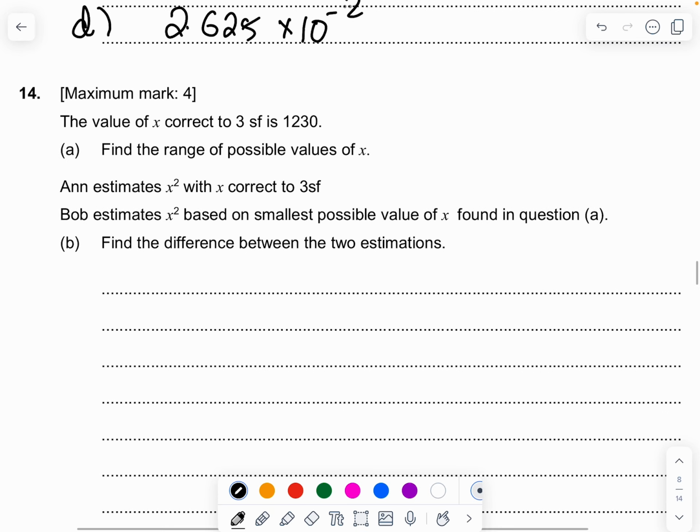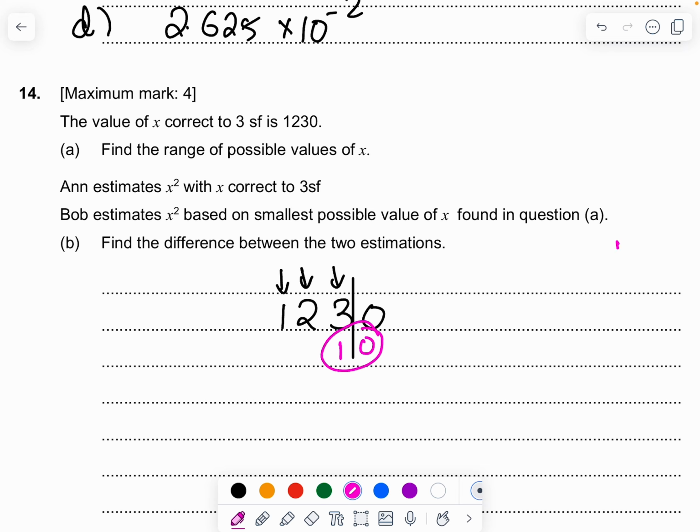Question number 14. The value of x correct to 3 significant figures is this one. What is the range? 1, 2, 3, 0. 3 significant figures, 1, 2, 3. Draw the line. And what you have to do? Make this one as 1 and 0. So 10, 10 divided by 2, which is 5. So add 5, subtract 5. So what does it become? 1235, 1225.